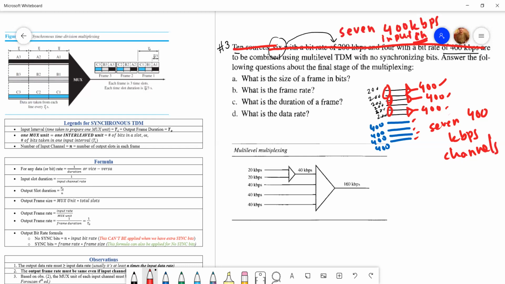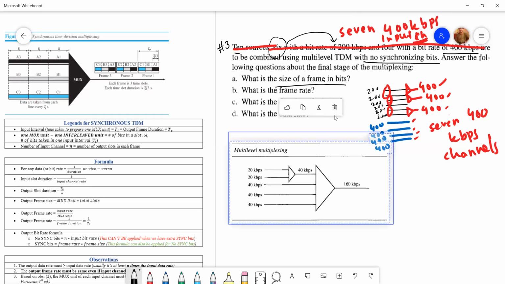Now let us do the math. What is the size of the frame in bits? We know that we don't have any synchronization bits, so we are safe on that. In normal cases, we will be multiplexing only one bit from each of these channels in each frame. So for question number 8, I'm not just going to be deleting those parts because that's not necessary now.